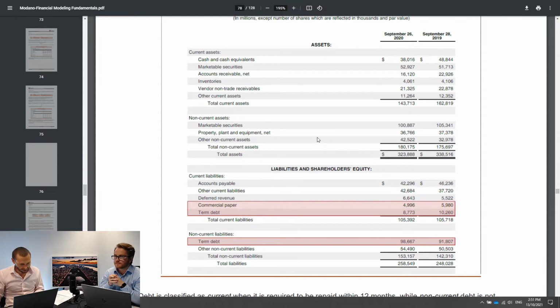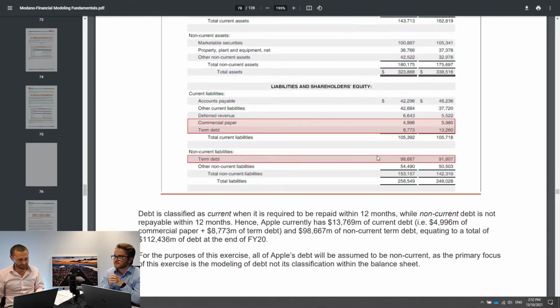So you'll see here they've got current debt of commercial paper of about 5 billion, term debt of about 9 billion, and then they have non-current term debt of about 99 billion. So we're just going to roll all of those up into one figure, okay, for the purpose of this model.